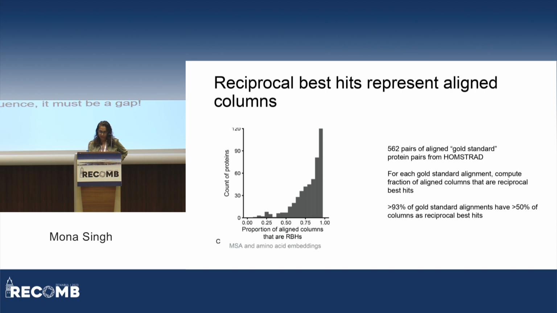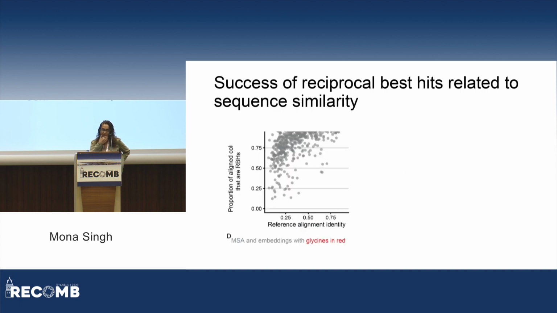Okay, so now we can think about results. I'm going to start by saying that these reciprocal best hits, before doing any of these further algorithmics, actually represent aligned columns. We looked at 562 pairs of sequences. These are gold standard protein pairs from Hamstrad. For each gold standard alignment, we computed the fraction of aligned columns that are reciprocal best hits. And then what we're plotting here on the left is a histogram showing what number of proteins has a particular proportion of aligned columns that are these reciprocal best hits.